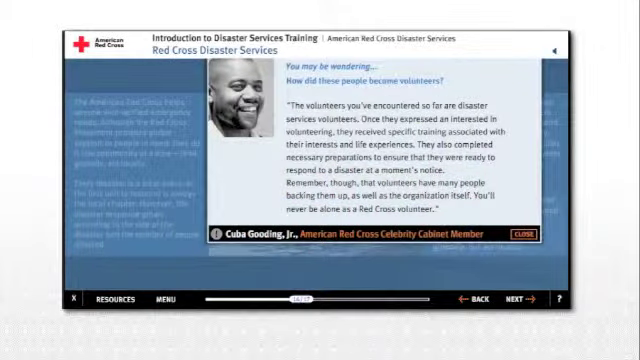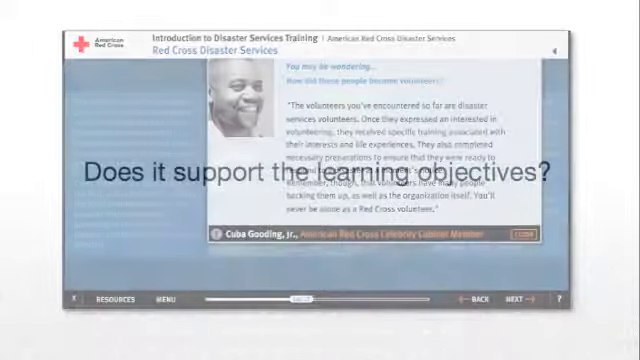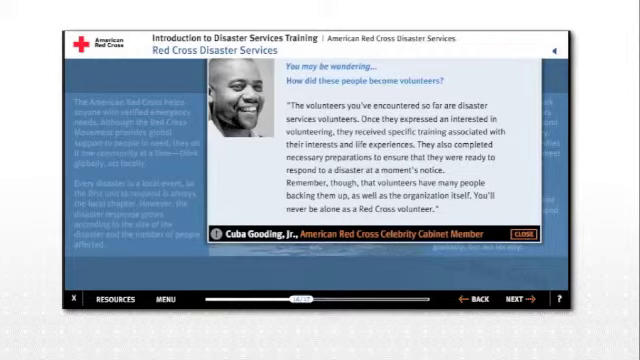The determining factor for deciding the relevance of information is to ask whether that information directly supports the learning objectives set forth for the lesson. If the details being shared do not move the learner closer to the stated goals, then it is best to consider omitting that information from the lesson.